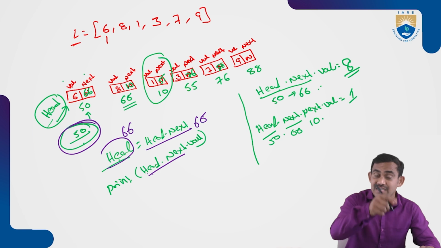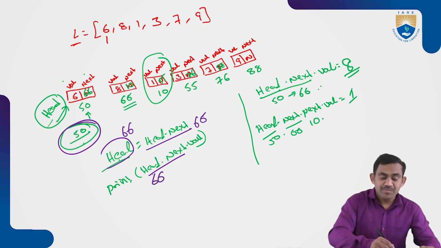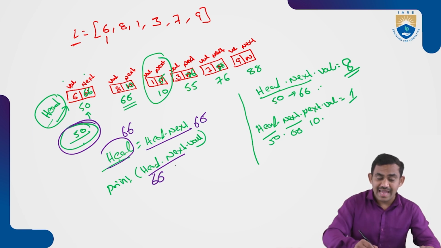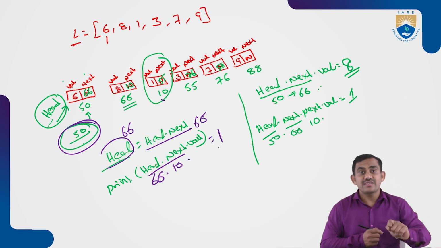Not 50. That is changed with 66. 66 dot next. What do you have? 10. 10 dot value. What do you have? 1. So we will print 1.